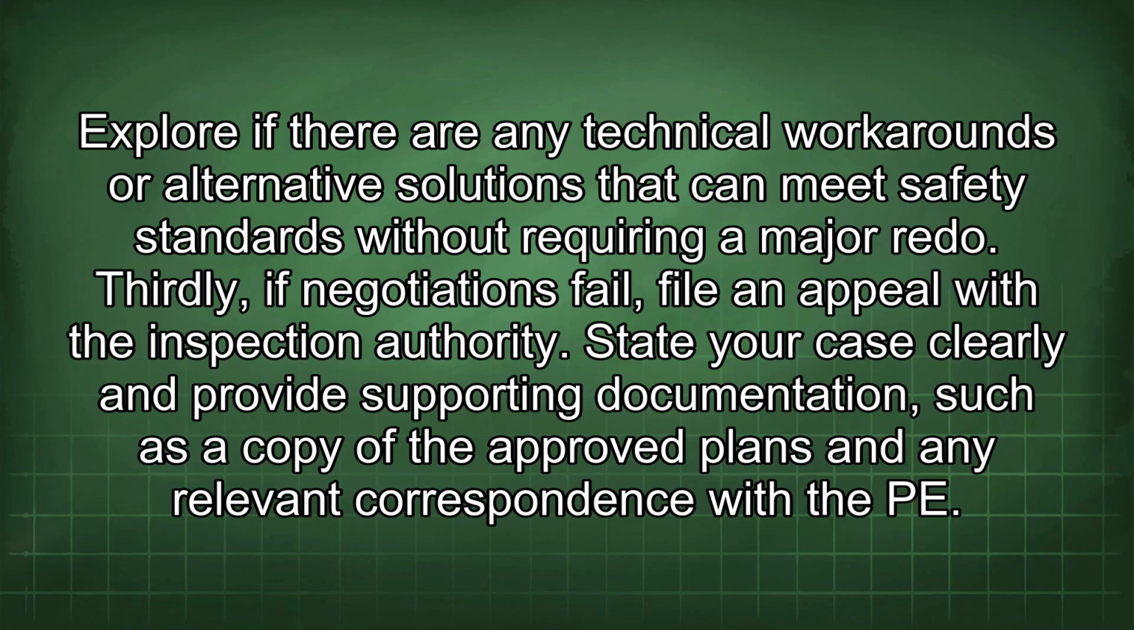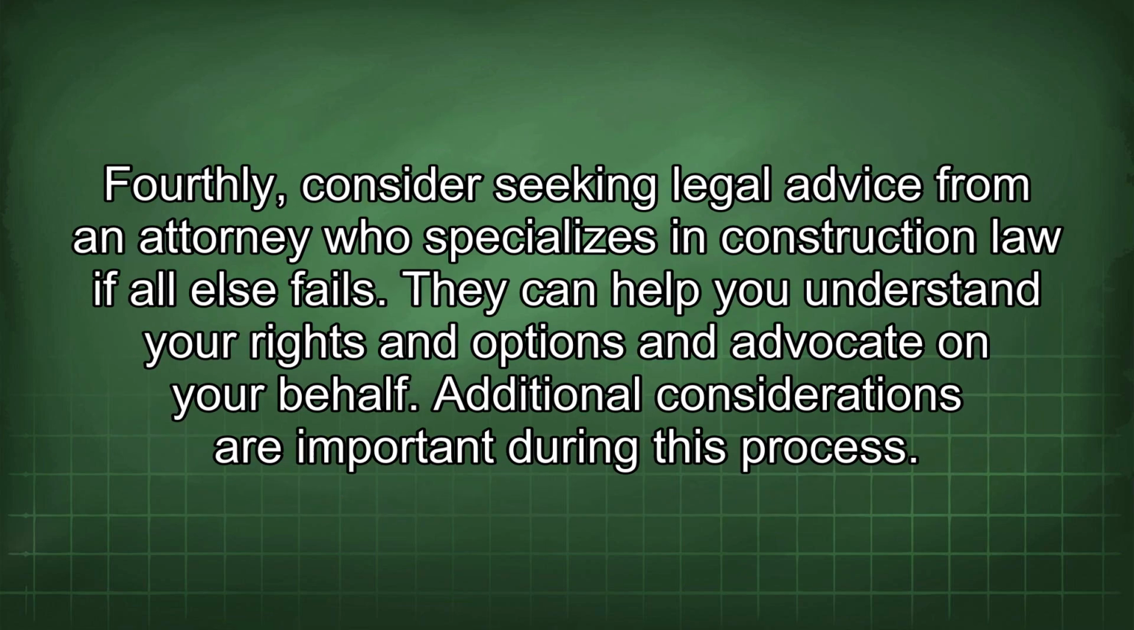Thirdly, if negotiations fail, file an appeal with the inspection authority. State your case clearly and provide supporting documentation, such as a copy of the approved plans and any relevant correspondence with the PE. Fourthly, consider seeking legal advice from an attorney who specializes in construction law if all else fails. They can help you understand your rights and options and advocate on your behalf.